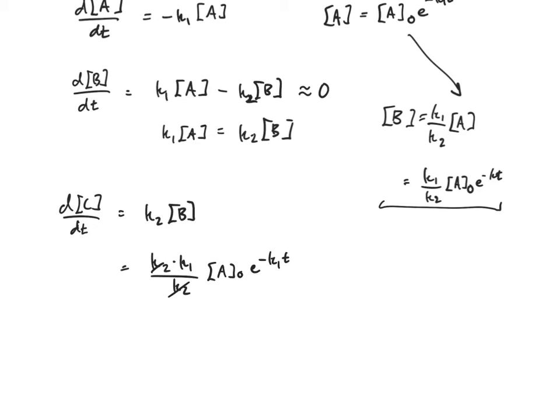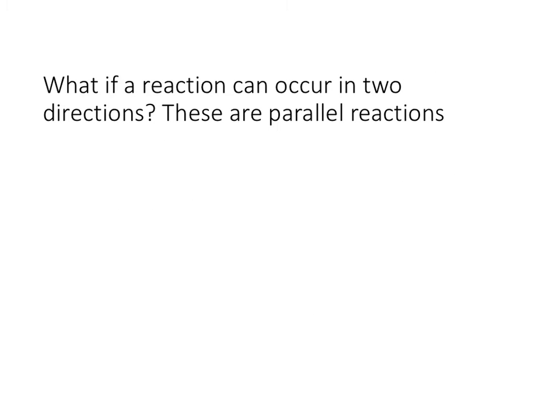So another way to write this is just that, well, the solution that we get is that C becomes starting concentration of A times 1 minus e to the negative k1t. And that's the solution we get, much simpler than the one we got in the previous video for these sequential reactions using the steady state approximation.